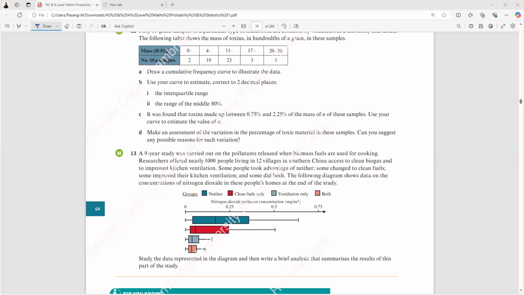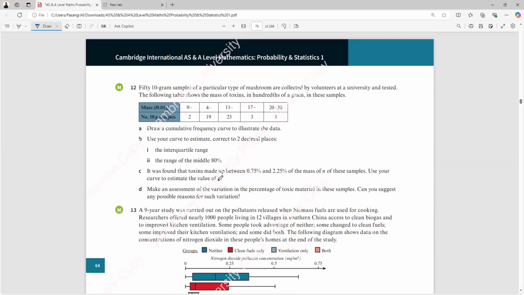Teacher, in the 12th question, how do we do part C? Part C says: it was found that toxins made up between 0.75% and 2.25% of the mass of n of these samples. Use your curve to estimate the value of n.